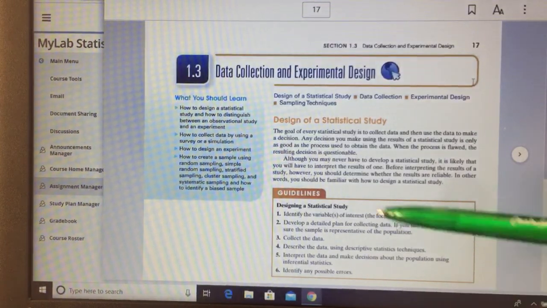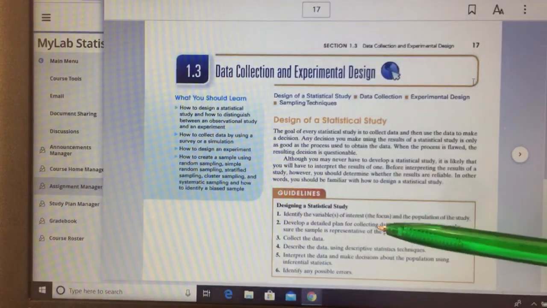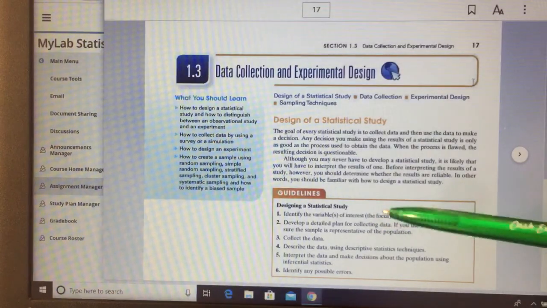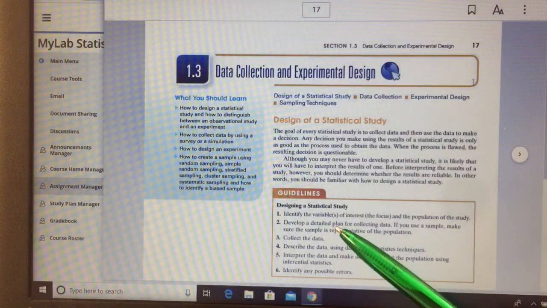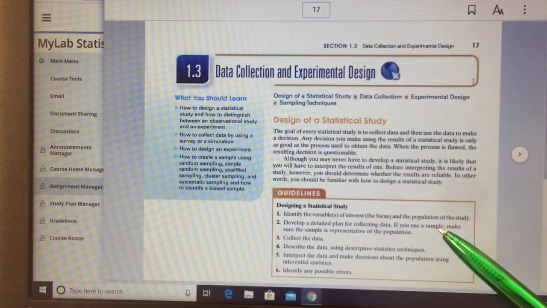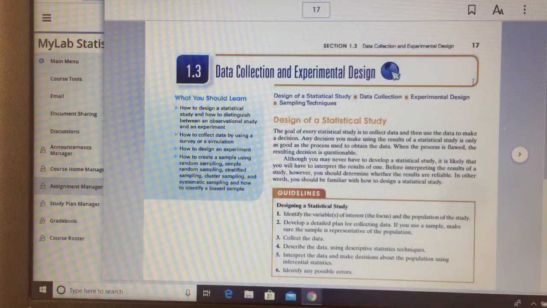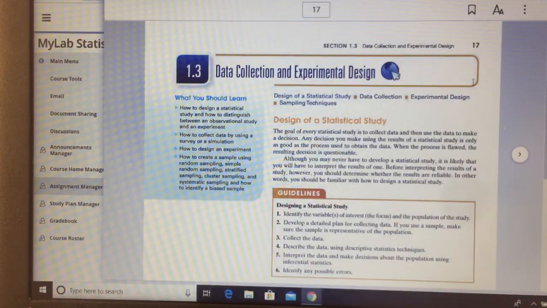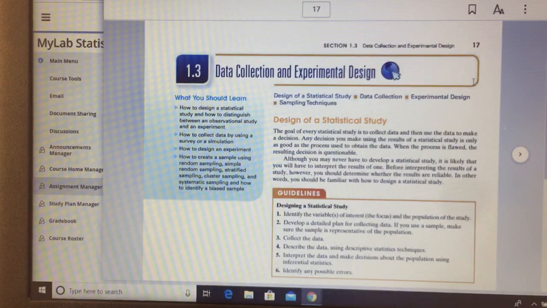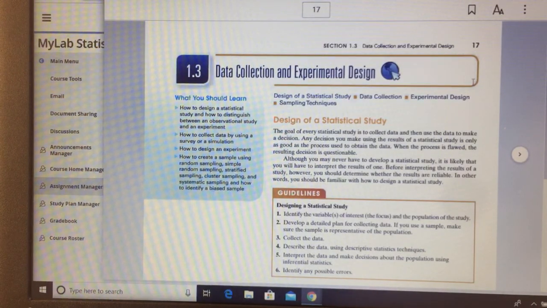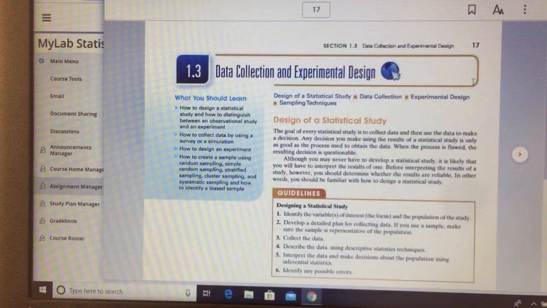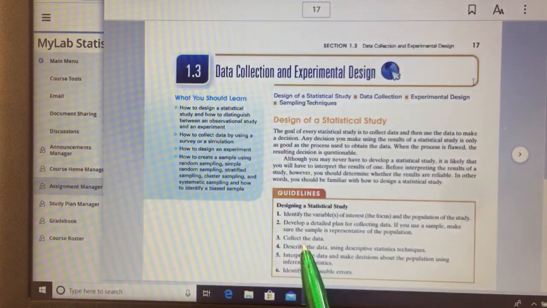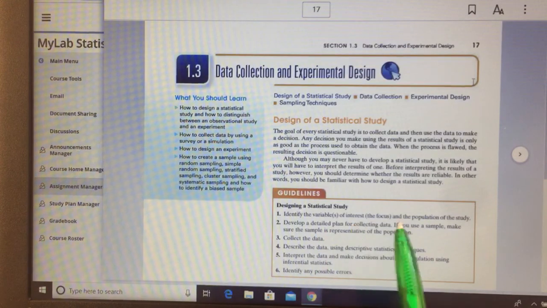One thing you got to look at right here are these guidelines. When you are doing a study, it's important that you follow these guidelines right here. Identify the variables of interest and the population of the study. If you're doing a statistic over the school, you need to identify that the school population would be maybe the students of the school, whether it be the high school or the middle school or the elementary school or all of them. You need to identify the variables of interest and the population.